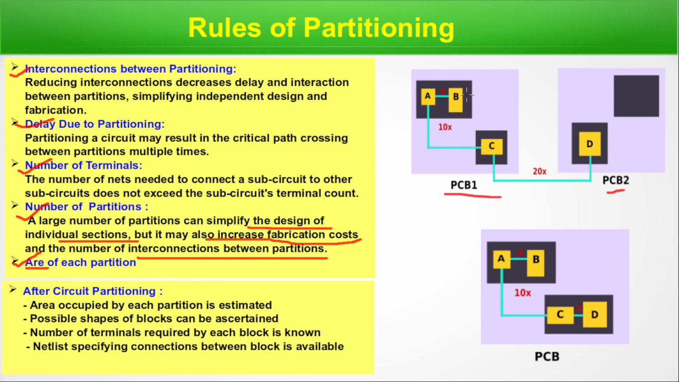There are two chips. In one there are two modules, A and B, and in another chip there is a module C. So module A of chip 1 is communicating with B, and that time is X. When it's communicating with another chip within the same PCB, the time increases 10x. If it's communicating from C to D, that is 20x.